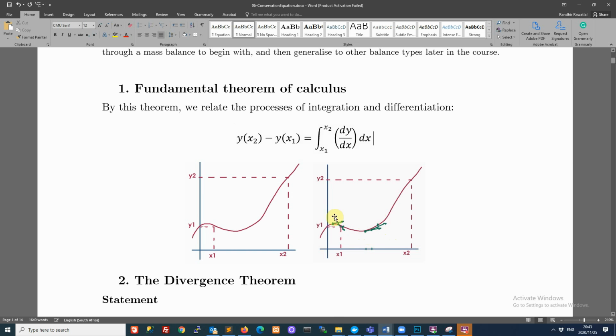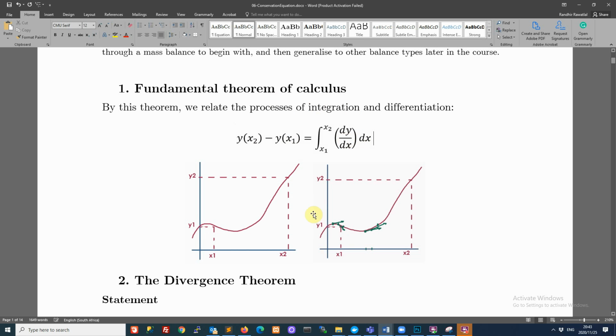So for example, here, if you integrate a short distance forward, that will give us a small change in y, and that will lead us to the next point. And so if we keep doing that, in other words, if we add up all the small differences in y, then overall we will get the net change y2 minus y1. So that's a way to read this equation.